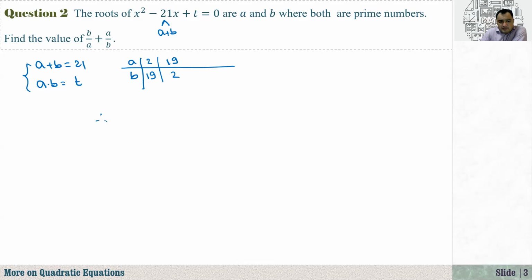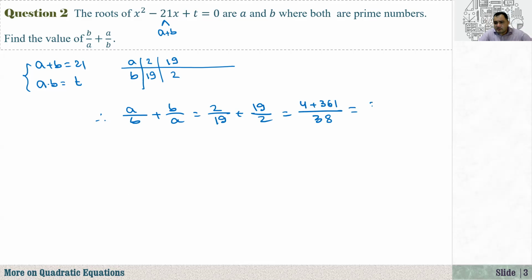So now, using these values, if you evaluate the expression a over b plus b over a, that's equal to 2 over 19 plus 19 over 2, right? If you simplify this, the common denominator is 2 times 19, which is 38. 2 times 2 is 4, and 19 times 19 is equal to 361. So the answer is 365 over 38.